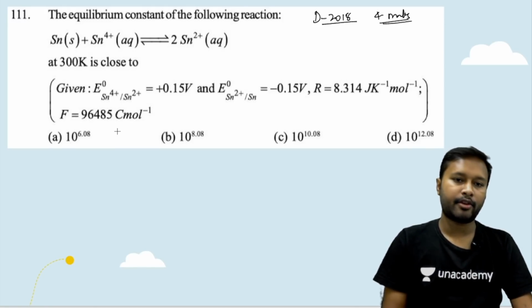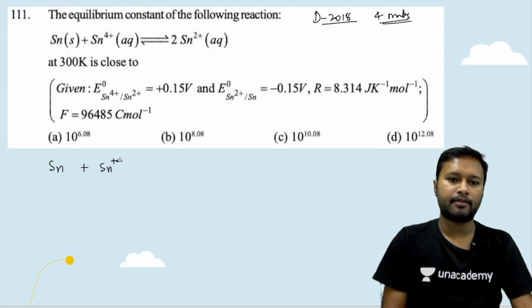So basically, first of all, you have to write down the reaction. Tin is reacting with tin in plus 4 state, and this is going to give you 2 moles of this.